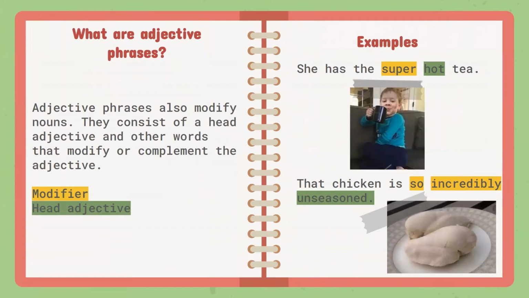Then in the other example, we have, that chicken is so incredibly unseasoned. So here we have two modifiers, so and incredibly, that are modifying the head adjective unseasoned.